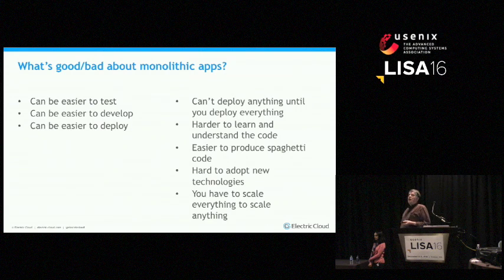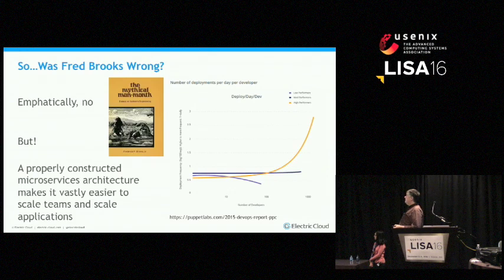So monolithic applications are not all bad, but the things that we've covered so far still apply: you can't deploy anything until you deploy everything, right? It's harder to learn and understand this code. It's a lot easier to introduce spaghetti code. It's a lot harder to adopt new technologies, and you've got to scale everything to scale anything. So the usual kind of bad things apply.